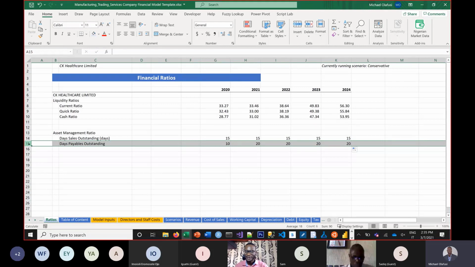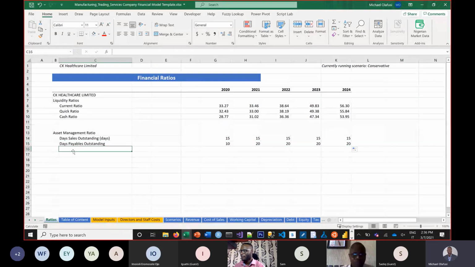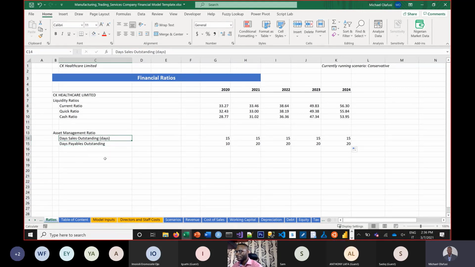So I was trying to explain practically how these things relate. You can even relate them to things that we have experienced among businessmen. So you don't want the payable outstanding to be more. No, let me reverse it. Yeah, you don't want it to be less than the sales outstanding. You don't want people to owe you money longer than you owe your suppliers.